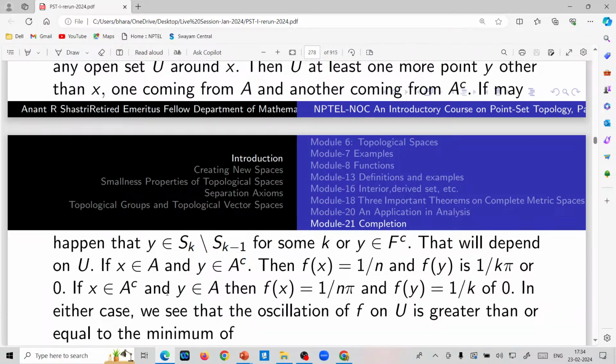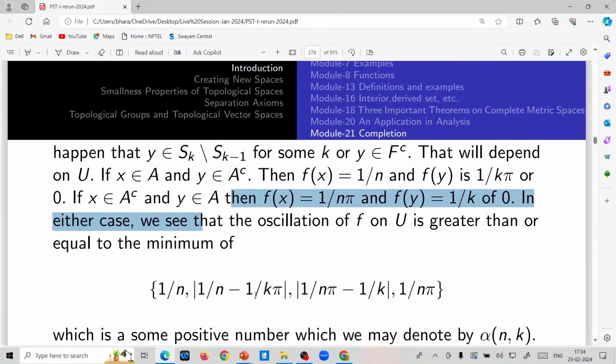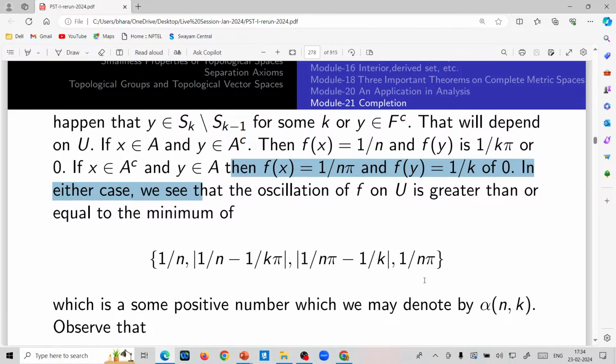The second case is x is in A complement and y is inside A. Then fx is 1 by n pi because x is in A complement, but fy could be 1 by k or 0. Then also the difference is bounded away from 0. In either case, we see that the oscillation of f on U is greater than or equal to the minimum of these 4 numbers, which is a positive number. So for every open subset, the oscillation is bounded away from 0 by the minimum of these numbers, which is a positive number.